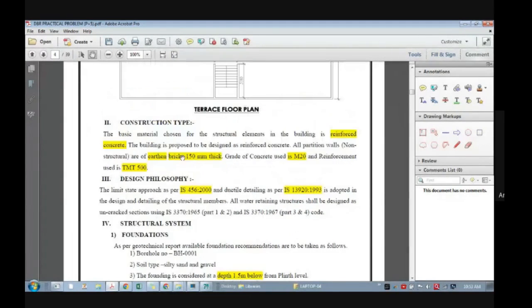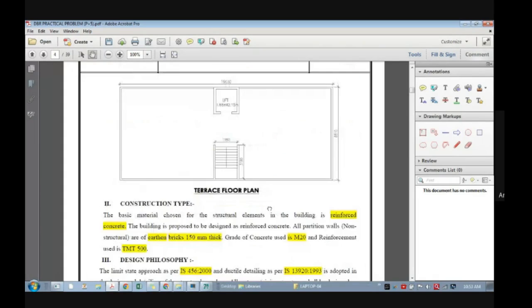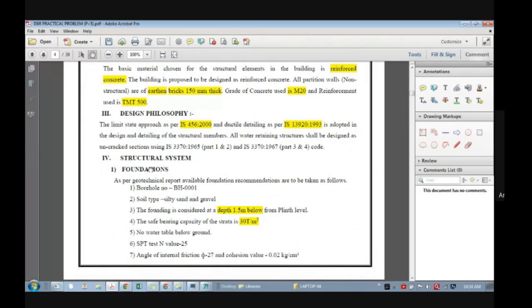Okay, now whenever it is an RCC building, you know IS 456 is used for limit state method, and for earthquake detailing we use IS 13920. So this is the code. So you should mention the codes you are using for the project. And if there are water tanks in the building, overhead tanks and underground tanks, you should mention what kind of codes you are using for water tank design. So IS 3370. Okay, so all of you know this. So we are mentioning the codes also in the project DBR.